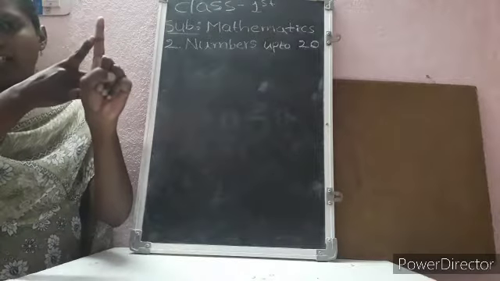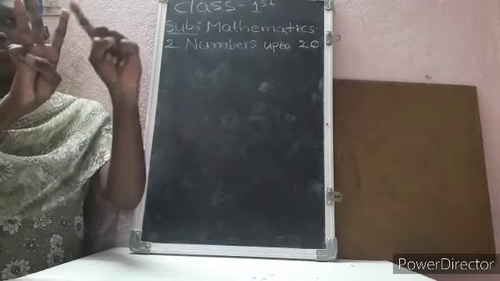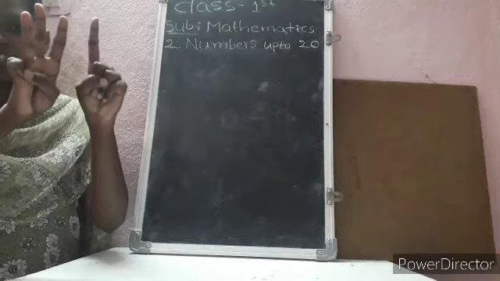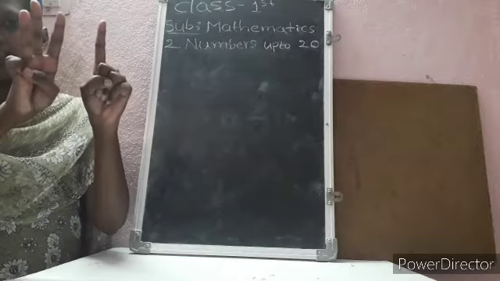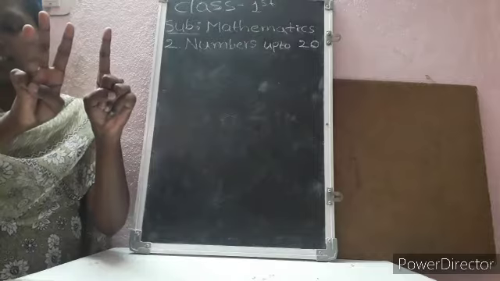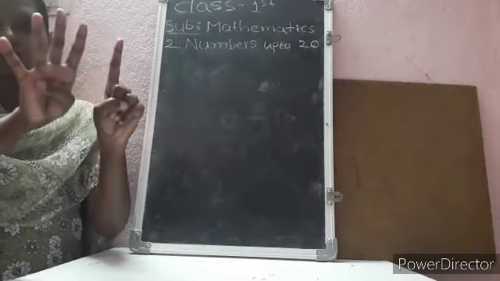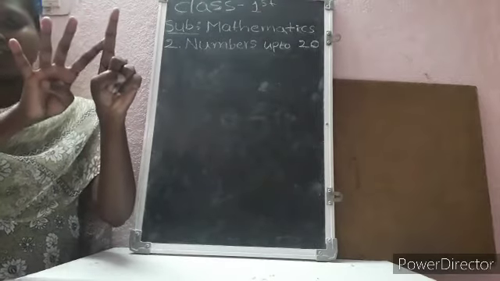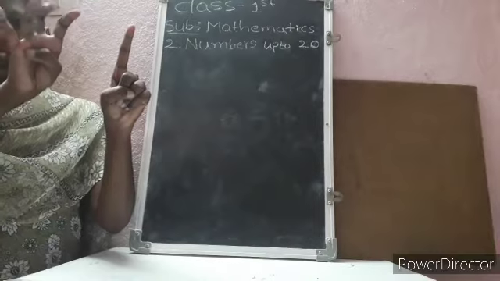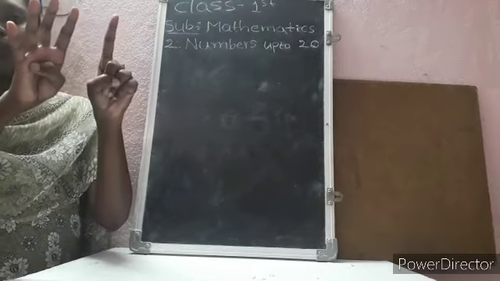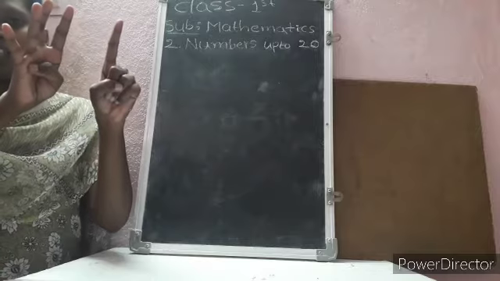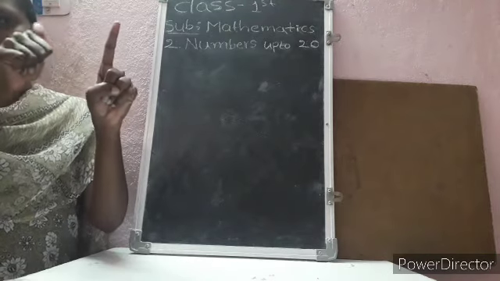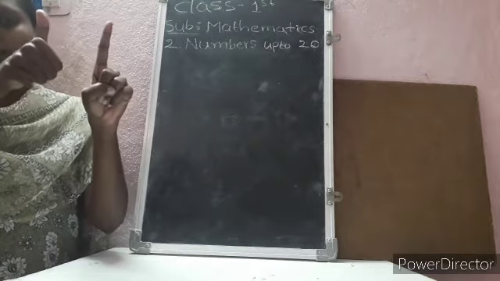10 and 11, 12, 13. T-H-I-R-T-E-E-N, 13. And next, if I raise 4 fingers on my right hand, what happened? 10, 11, 12, 13, 14. F-O-U-R-T-E-E-N, 14. And next, I'm closing 4 fingers and I raise 1 thumb finger.